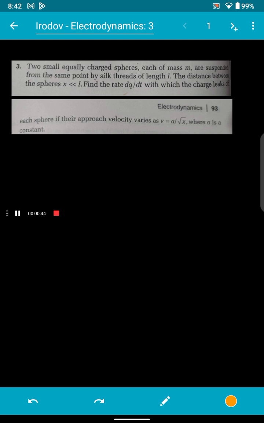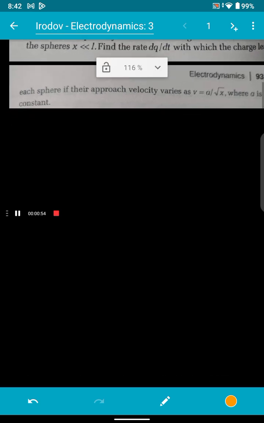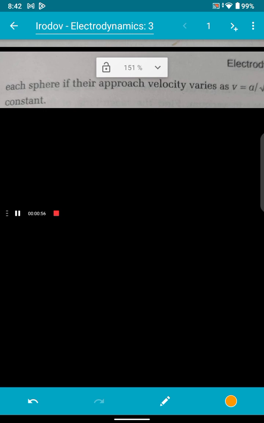It states that there are two small equally charged spheres. We will assume that the charge is Q, and each of mass m is suspended from a point. So let me construct the diagram. It will be something like this.